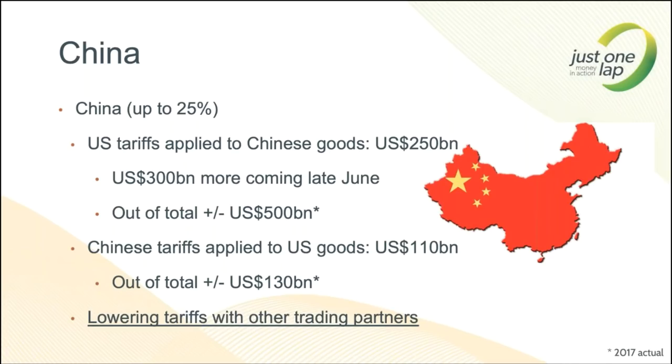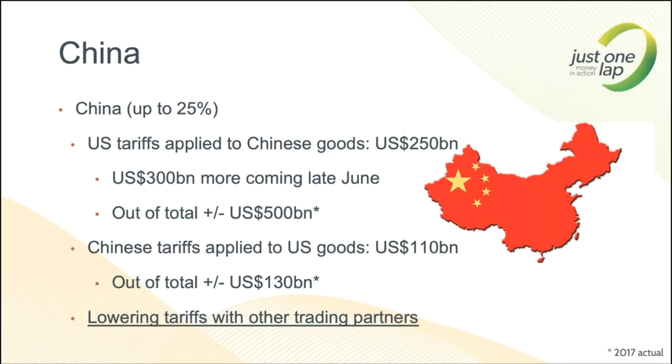What we are seeing, therefore, is that Trump is hitting a ceiling in terms of what he can place tariffs on. But of course, he's not hitting a ceiling in terms of the percentage that he can charge. I mean, he can go from 25% to any number he likes. In terms of Chinese retaliation, which is coming in at a lower percentage of mostly around 10%, they're putting tariffs on about $110 billion of U.S. goods coming in, and that's out of a total of $130 billion. That's also a 2017 actual number. So they're both pretty much at capacity.